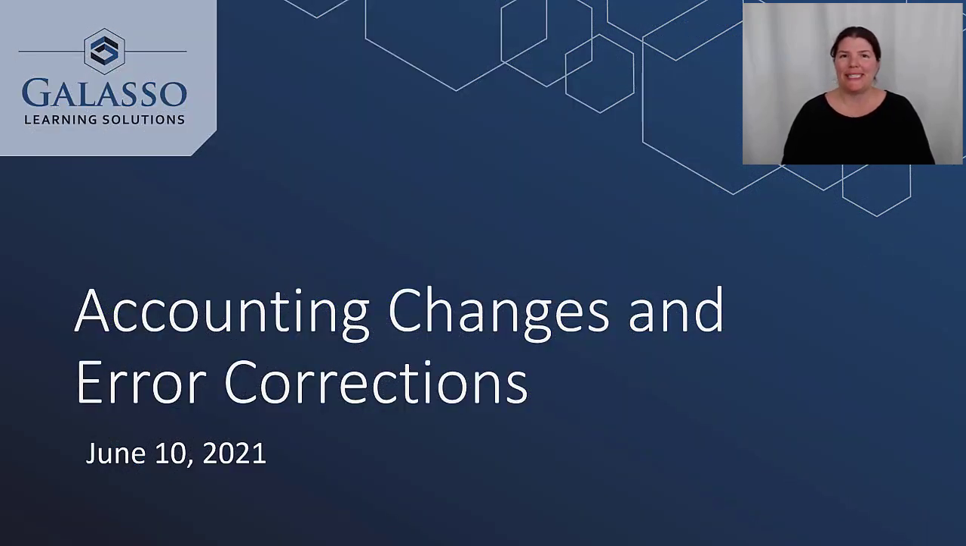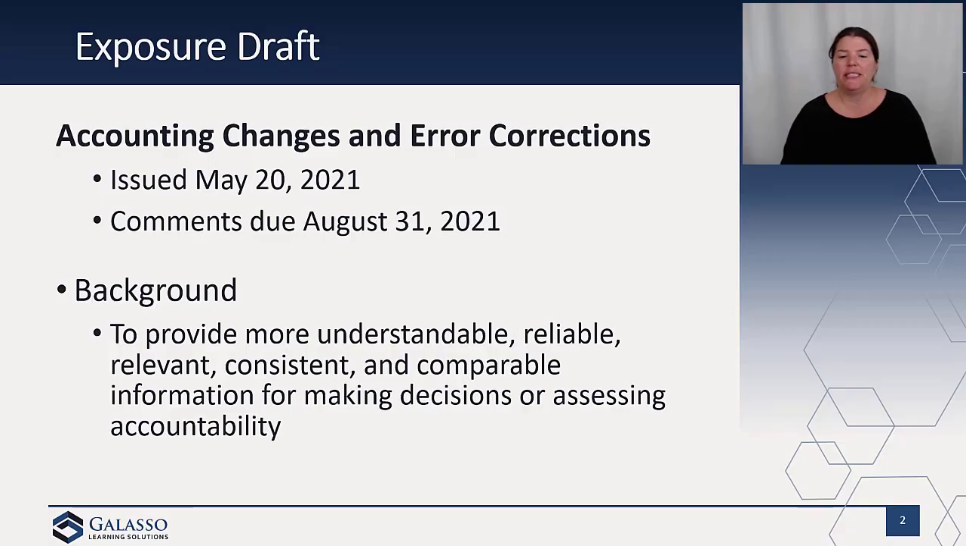My name is Melissa Galasso, and today we're going to talk about a new GASB proposal related to accounting changes and error corrections. This is something they've been looking at for a little bit of time. This was issued May 20, 2021, and comments are due August 30th. So it's a pretty quick turnaround here.